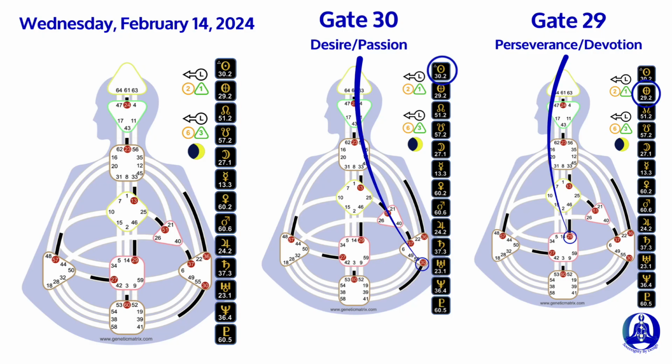Then on February 14th, the sun is going to move into the gate 30 and the earth is going to move into the gate 29.